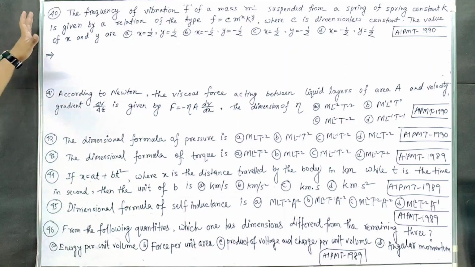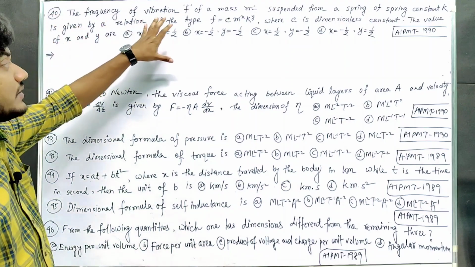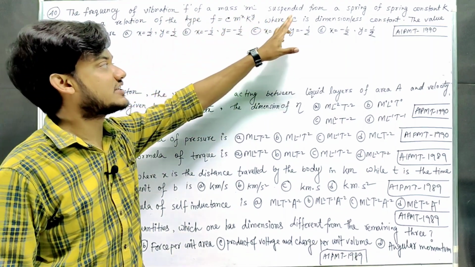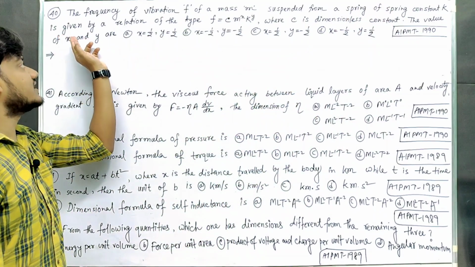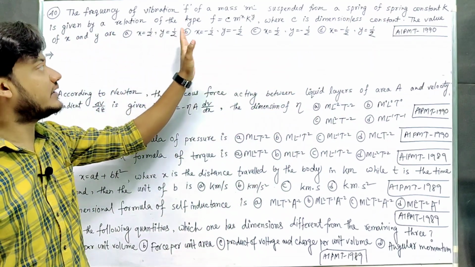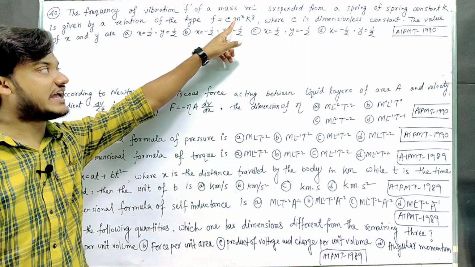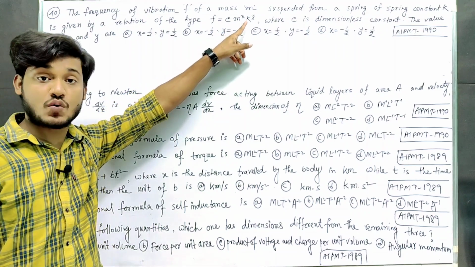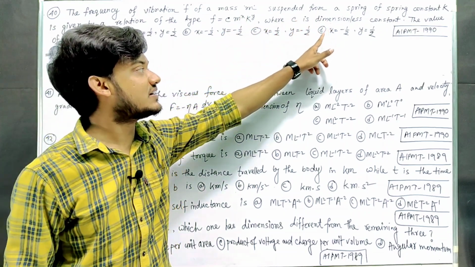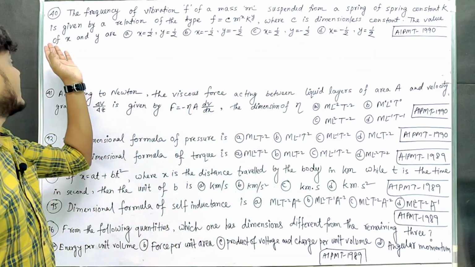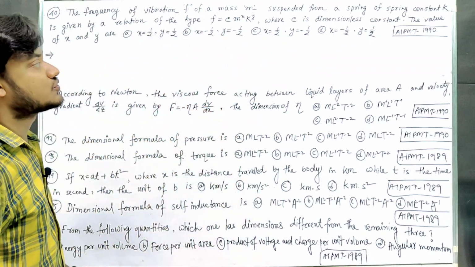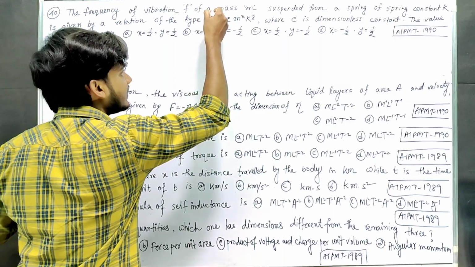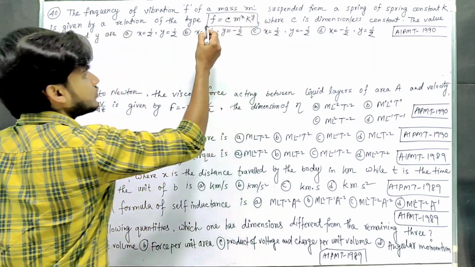Question number 40. The frequency of vibration F of a mass m suspended from a spring of spring constant K is given by a relation of the type F equals C m to the power x k to the power y, where C is a dimensionless constant. The values of x and y are, options are given. So the relation is F equals C m to the power x k to the power y.